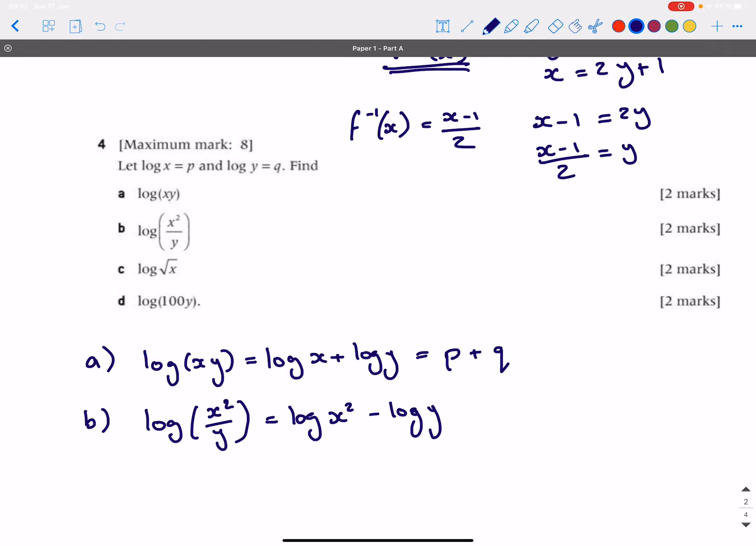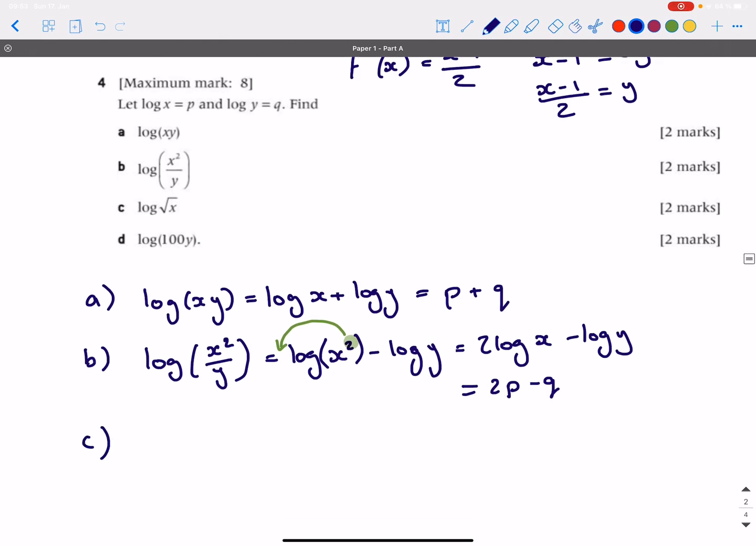But we're not done there yet because at the moment I've got a squared on the inside of my logarithm, and so I can't replace anything in there with a p yet. But we also have the logarithm law that says we can take that power and bring it to the front of the logarithm. So I can rewrite that again as 2 log of x minus log of y. And now I'm ready to use the p and q. So I've got 2p minus q.